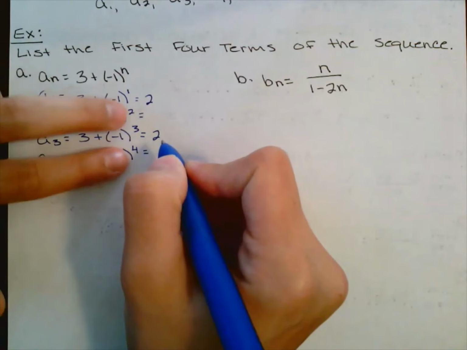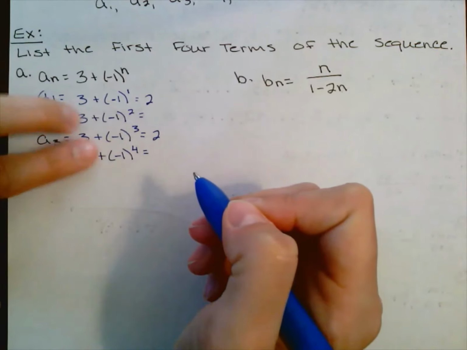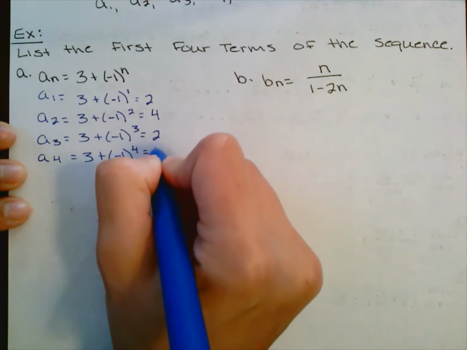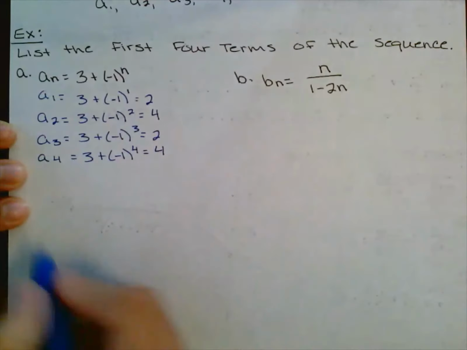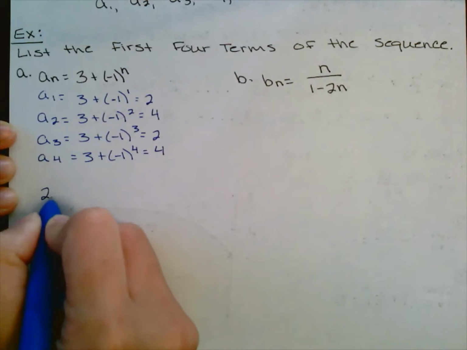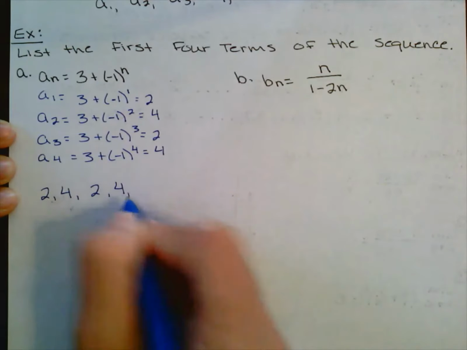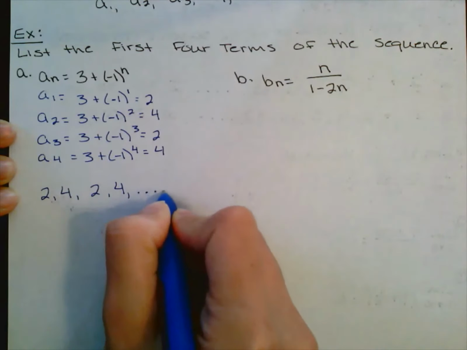And then negative 1 raised to an even power is going to give me a positive 1. So I have 3 plus 1 on these, and these will be 4. Okay? So the pattern for this sequence is going to be 2, comma, 4, comma, 2, comma, 4. And then it would continue on, okay?